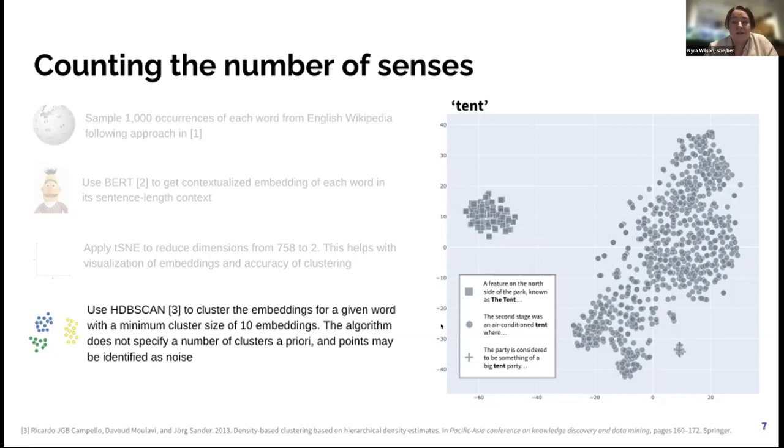So as you can see by this example, by inspecting the number of clusters, we can get a good idea of how many senses a word has. This means that we can directly use the number of clusters as the number of senses to quantify polysemy.